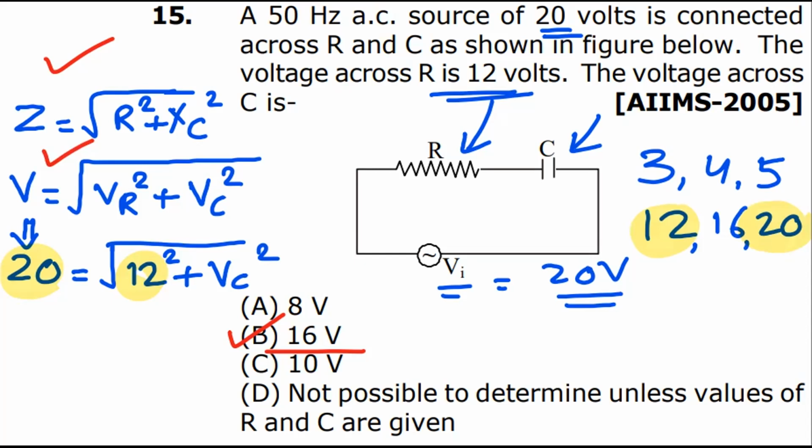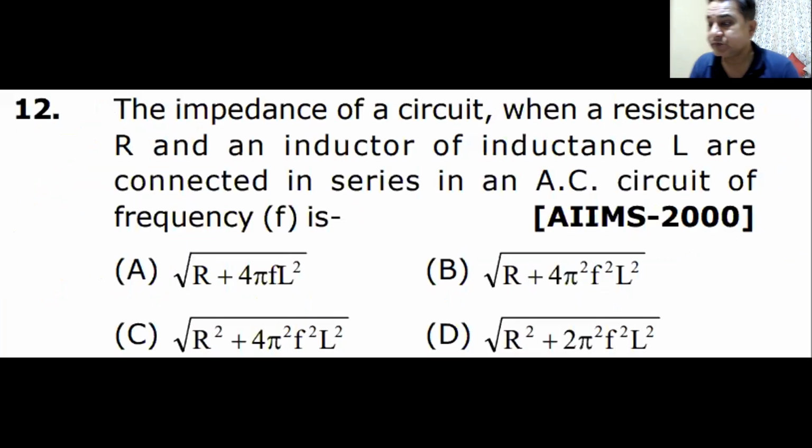I hope you have noted this down. Since you have noted this down, this is a simple question that is coming your way. This is an AIIMS 2000 question. The impedance of a circuit when a resistance R and inductor L are connected in series. Please tell me your answers. And I guess the answer is pretty simple.